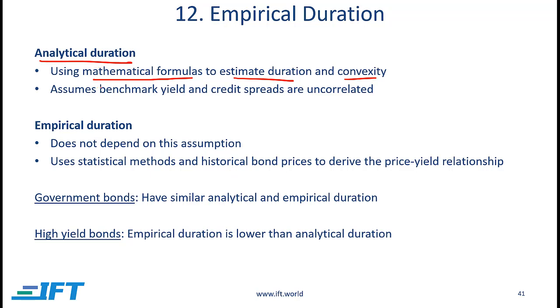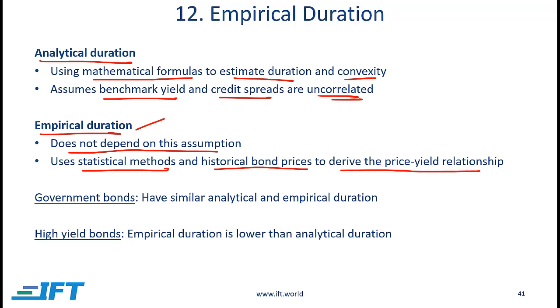And here the assumption is that the benchmark yield and credit spreads are uncorrelated. Empirical duration, on the other hand, does not depend on this assumption. So empirical duration uses statistical methods and historical bond prices to derive the price-yield relationship. It does not assume that the benchmark yields and credit spreads are uncorrelated. Now, looking at government bonds, these will have similar analytical and empirical duration because here there is no credit spread.